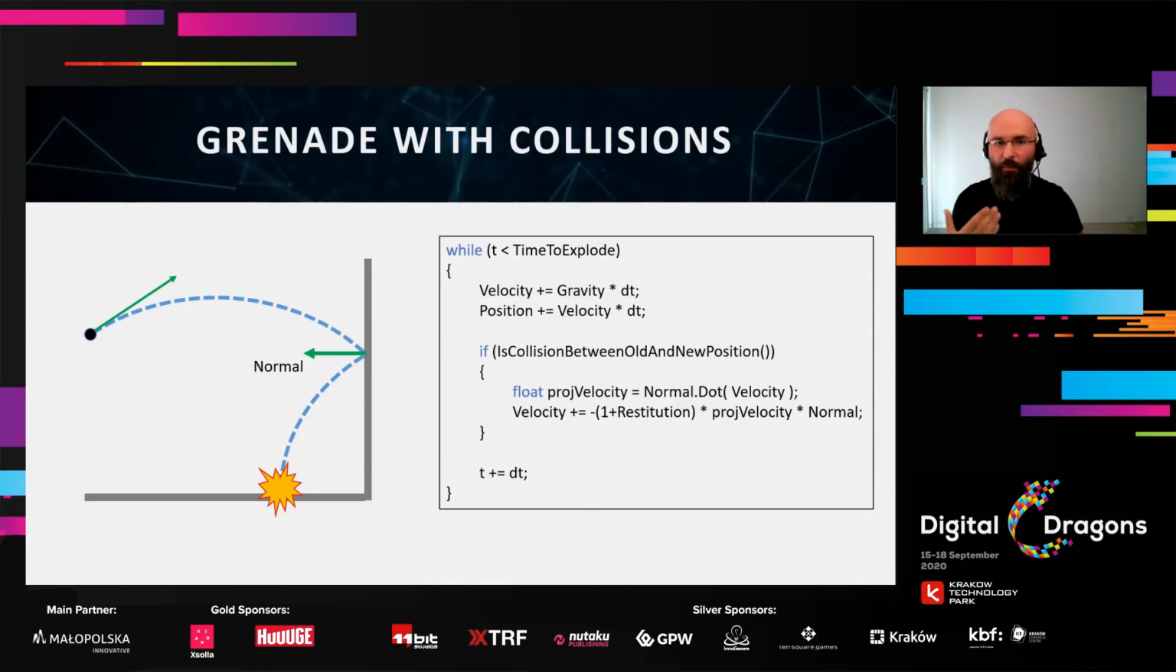And usually I'm repeating that operation for the specified amount of time I want to know before the grenade should explode. So this is a very simple loop of physical simulation, but it gives us quite a good approximation of how the trajectory of the grenade is going to look.